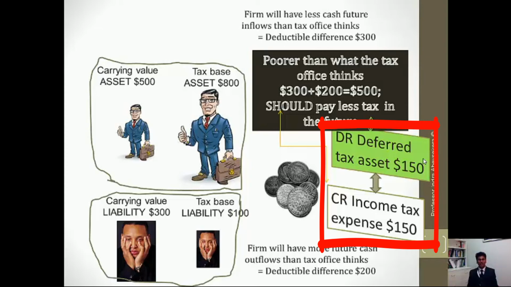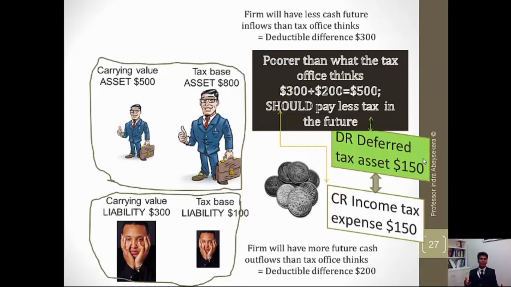So for each asset, we can compare the carrying value and the tax base. For each liability, we can compare the carrying value and the tax base and ask this question and then find out whether it's a taxable difference or a deductible difference. If it is a taxable difference, 30% of that will be deferred tax liability. If it is a deductible difference, 30% of that will be a deferred tax asset. And debit deferred tax asset, credit income tax expense; credit deferred tax liability, and debit income tax expense.